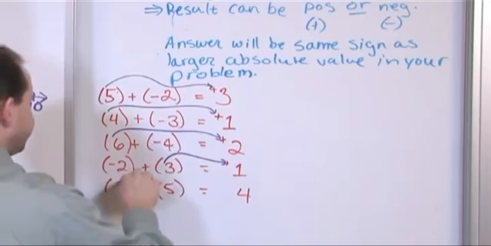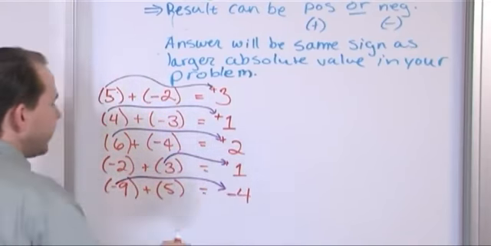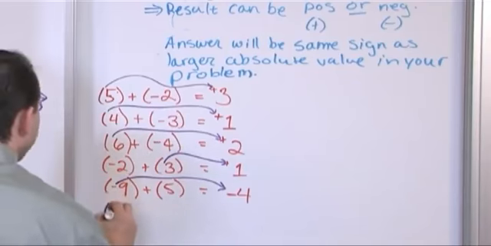So what you're going to have here is negative 4. That's going to be the answer here. And of course, if the answer is negative, you have to keep the negative sign around. Let's do one more, and then we'll draw a couple of pictures.